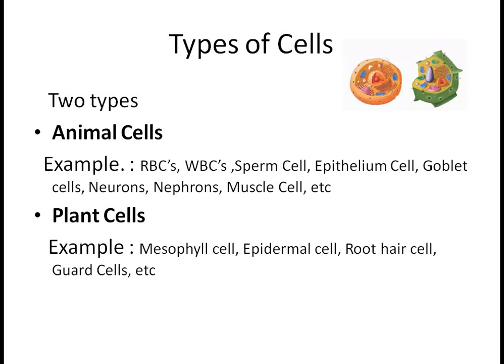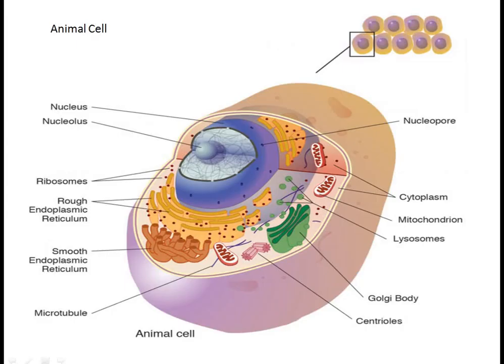Boys, don't get confused with the names of these cells. You might be familiar with a few and might not be with the others. We will go through them in our later chapters. Plant cells include the examples of mesophyll cells, epidermal cells, root hair cells, and guard cells, and many others.